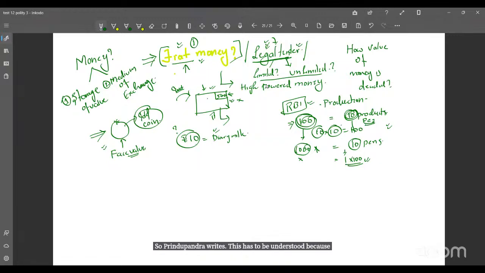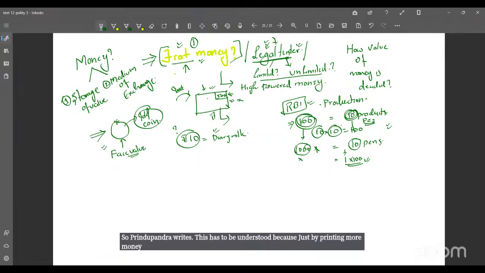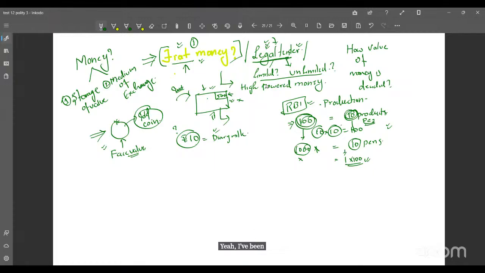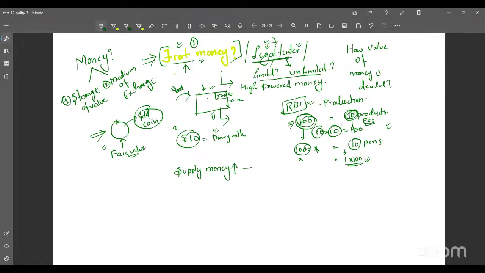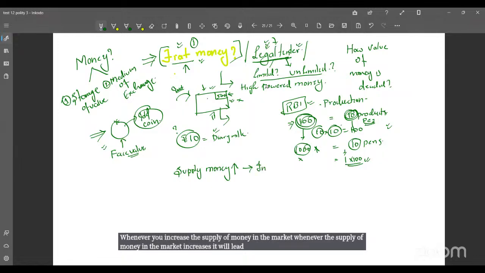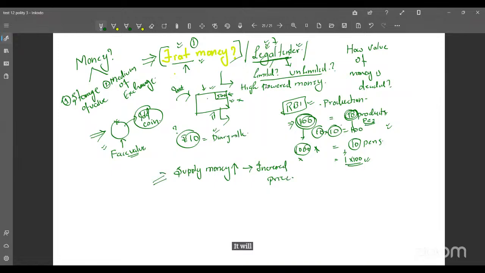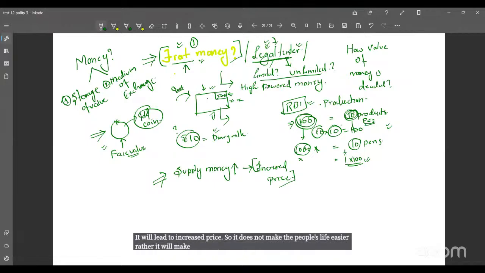Because just by printing more money you will not improve the situation of the people. சரிங்களா? You will just increase the prices of the products. அதுதான் நீங்க பண்ண போறீங்க. ஏன் அப்படின்னு பாத்தீங்கன்னா, whenever you increase the supply of money in the market, whenever the supply of money in the market increases, it will lead to increased price. So it does not make the people's life easier, rather it will make the people's life difficult.